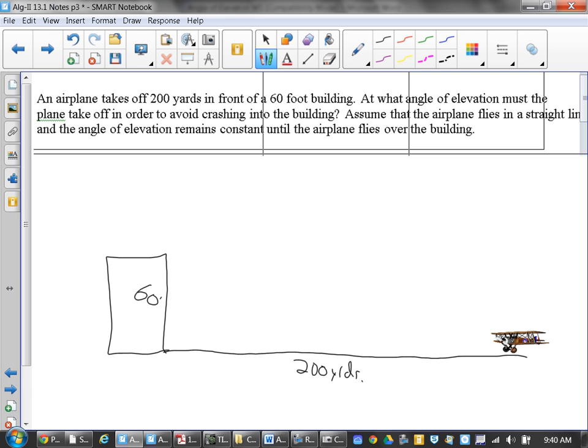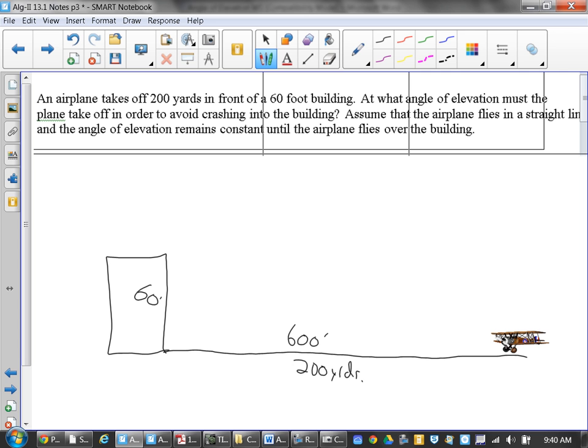In this case here, see how I have 60 feet and 200 yards? Which is the smaller unit? Feet. So, what do you have to multiply 200 by to turn it into feet? 3. So what's 200 times 3? 600. So this is 600 feet. Now our units are okay.